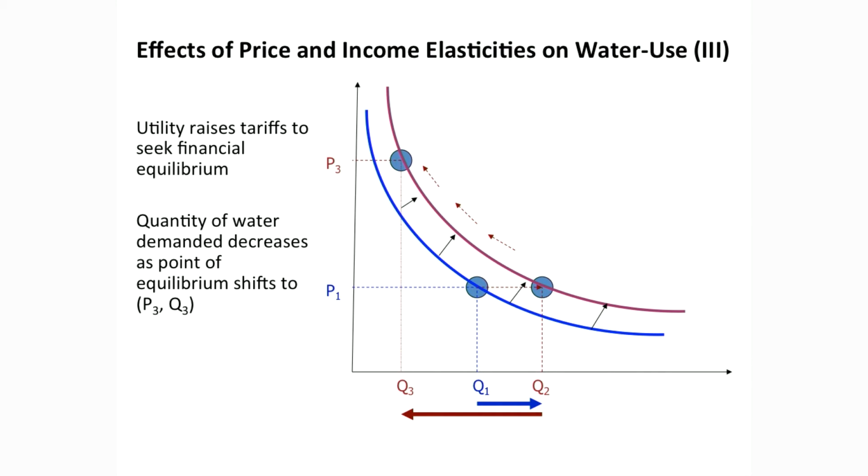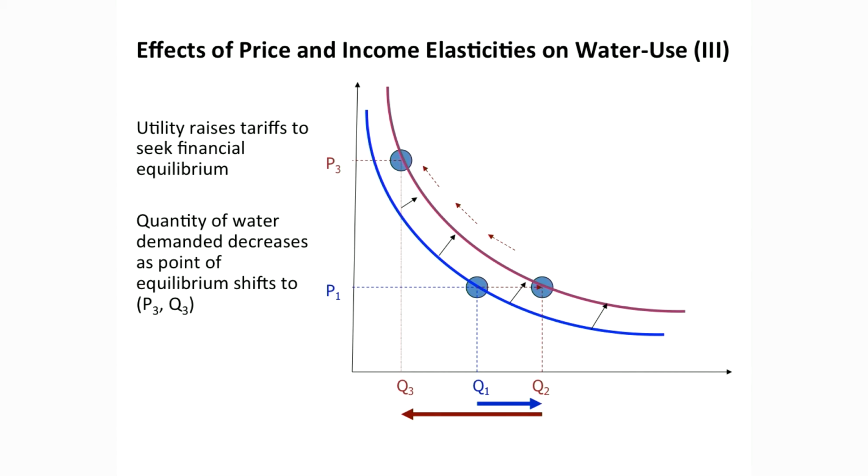The next step in the sector reform process is to raise tariffs in order to increase revenues, in order to repay the loans used to finance the investments that increase the reliability and quality of water services. Suppose the utility increases prices to P3. In response, the quantity of water demanded decreases to Q3. The new equilibrium is at P3, Q3. But this is not the end of the story.